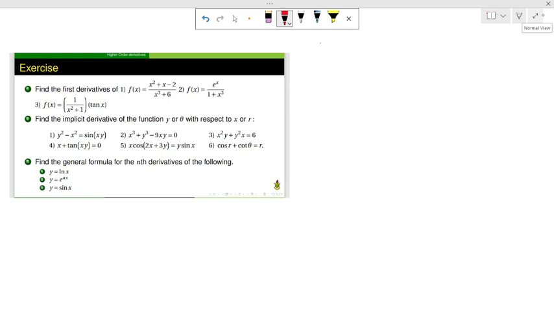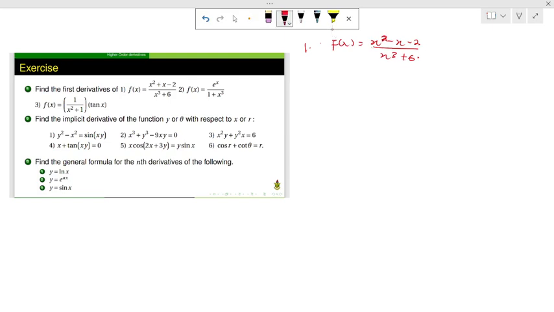Let's get straight to what we have here. Our first problem: find the first derivatives of, so let's take the first function, f of x is equal to x squared minus x minus 2 all over x cubed plus 6. Now, how do you find the first derivative of this? This is what is commonly known as differentiation.